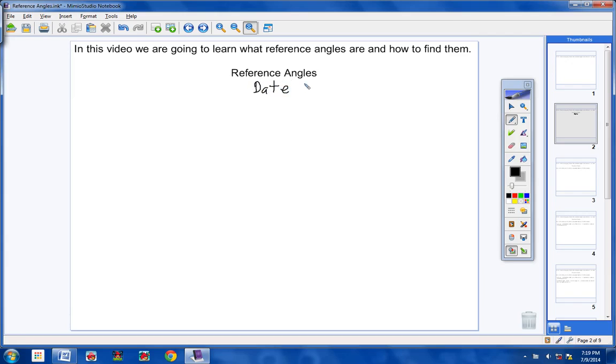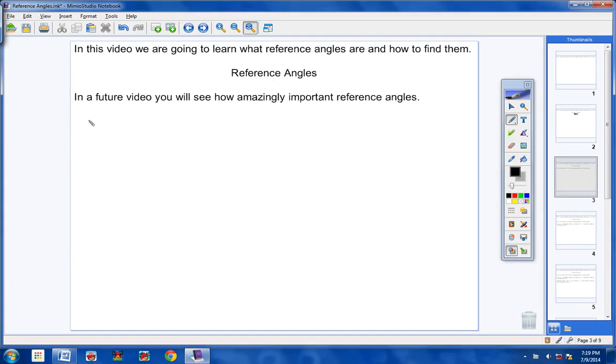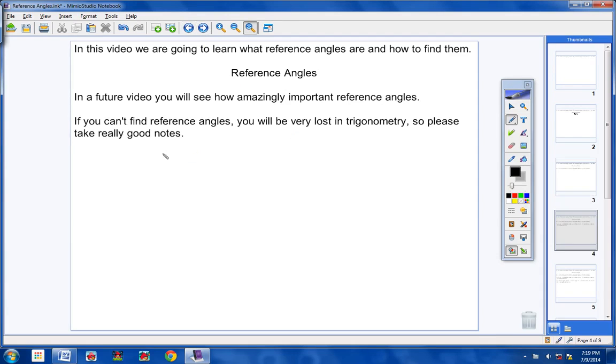Your heading today is reference angles. Please copy that down and please include today's date. Let's go ahead and continue on. Now, in a future video, you will see how amazingly important reference angles are. If you can't find reference angles, you will be very lost in trigonometry. So please take really good notes during this video.